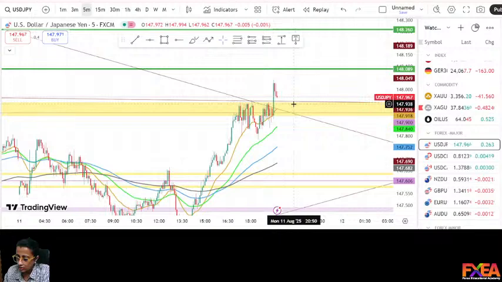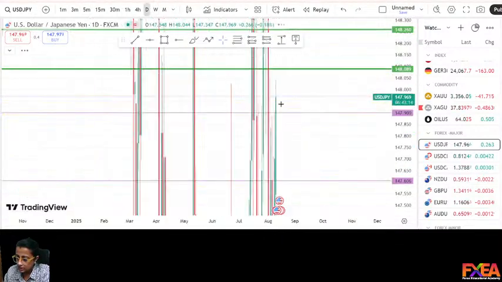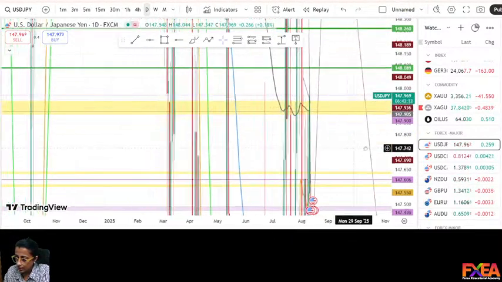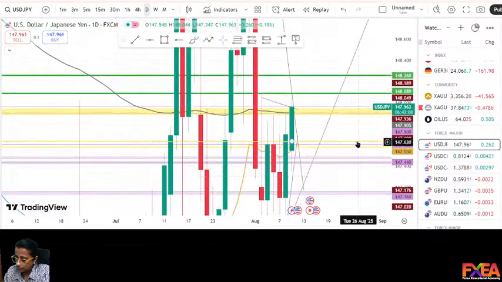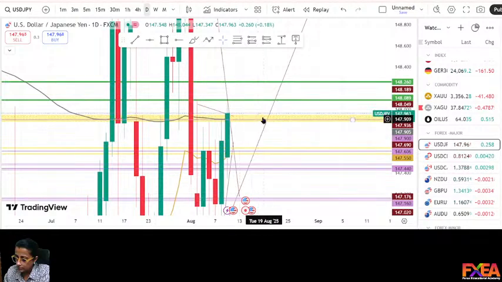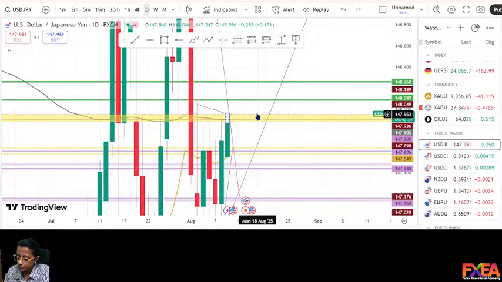In this area, what happened? Do you know what is happening in this zone? In this zone we have the daily important level. If you notice, the daily important level is located in this zone. So this zone is very important for USD JPY.